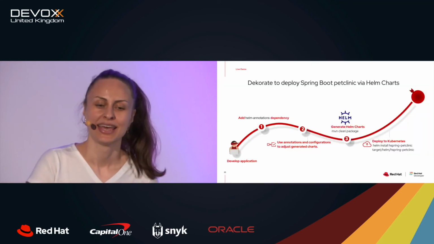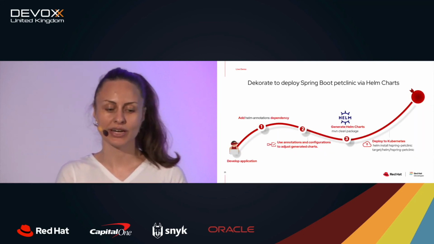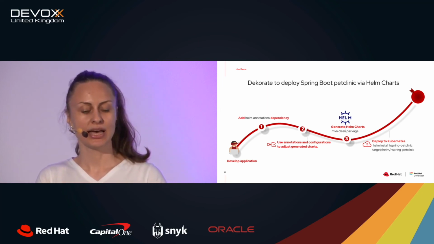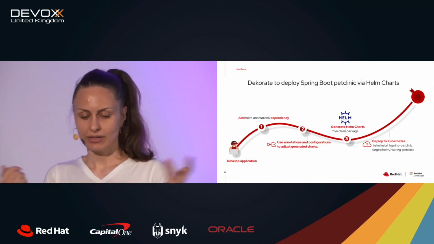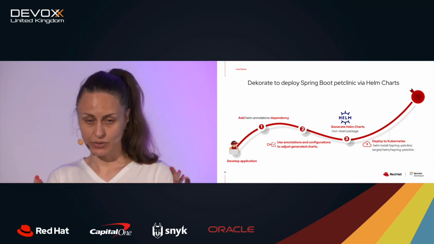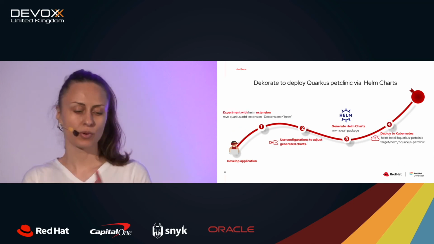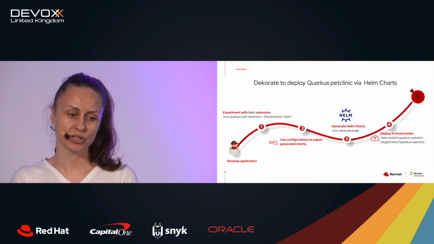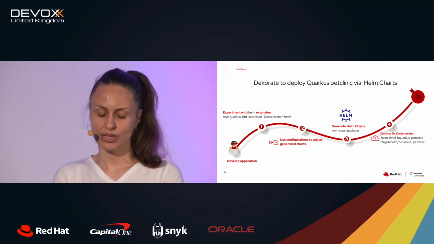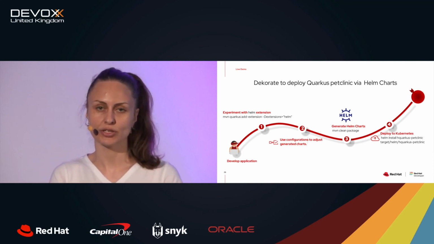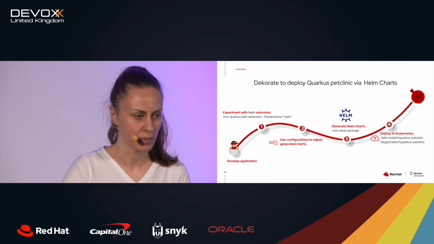Summarizing it again, how do you decorate an application like the Spring Boot Pet Clinic with Helm charts? I added the Helm annotations dependency. I could use annotations and configuration to adjust the generated charts. And again, mvn clean package, and just use the Helm CLI to install my charts. Moreover, for Quarkus, I added the experimental extension for Helm. I used the configurations to adjust the generated charts, and of course clean package and install it with the Helm CLI. So pretty much similar experiences when working with Helm.